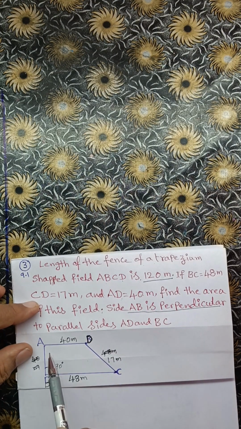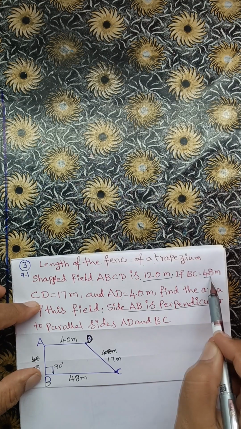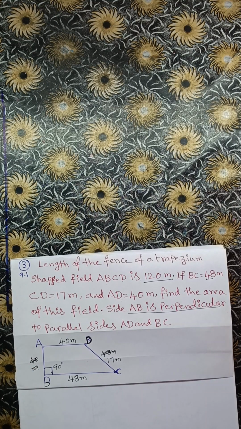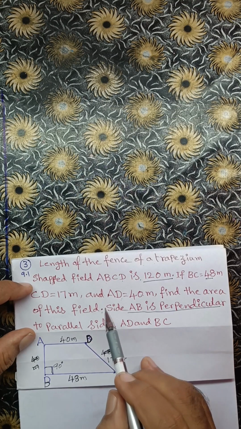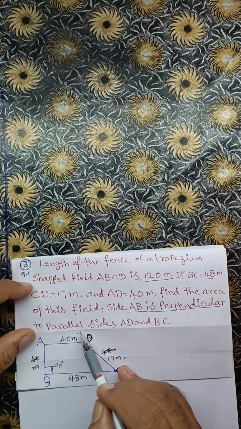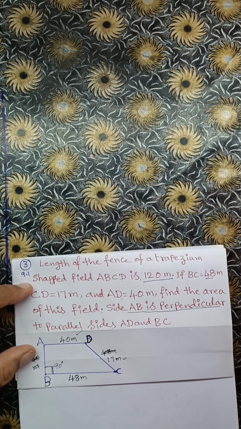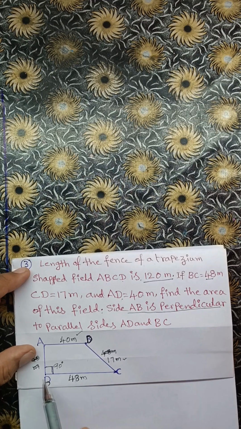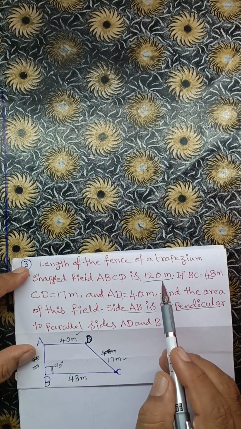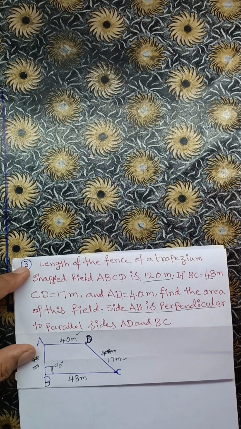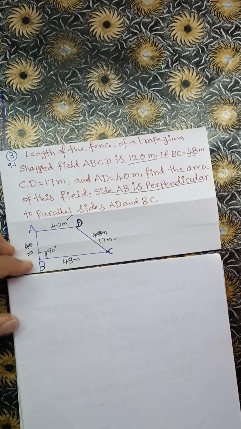Here, the length of the fence of a trapezium shaped field ABCD is 120 meters. So, AB, we don't know AB. BC is equal to 48 meters. CD is equal to 17 meters. And AD is equal to 40 meters. We don't know AB. Now, first of all, we have to find the AB length. Total perimeter is 120 meters, the length of the fence. Now, come to solution of this question.